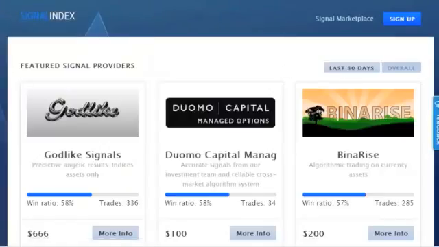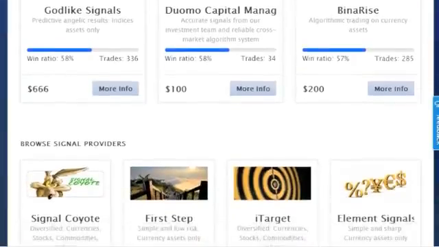So it's very much like Signal Push. You don't require the VPS. It does have direct access to the API. That's a big plus. Speed, that's a big plus. But the negative is, again, you only have that one broker available to you.